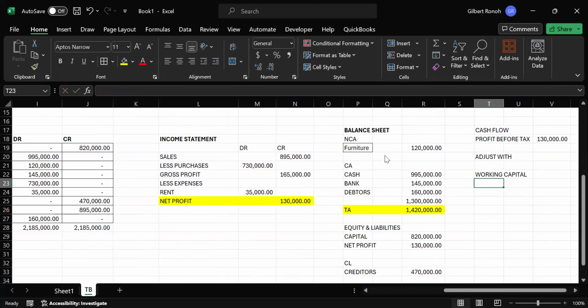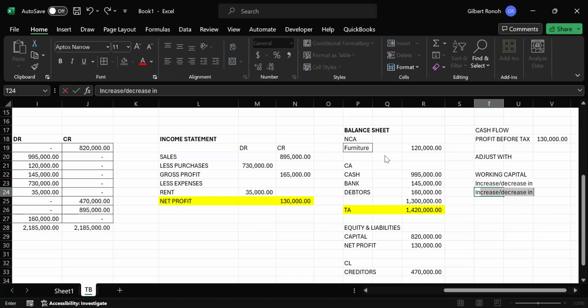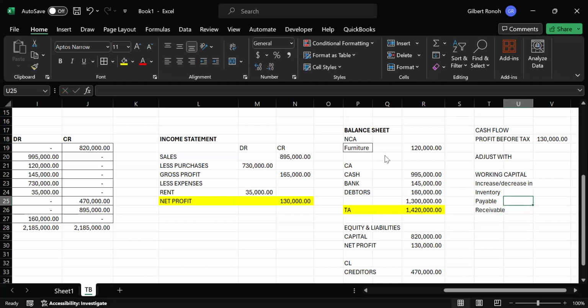And for working capital, you talk of the increase or decrease in, number one, inventory, payable and receivable. Inventory, we have not seen in our case, so we don't have that.